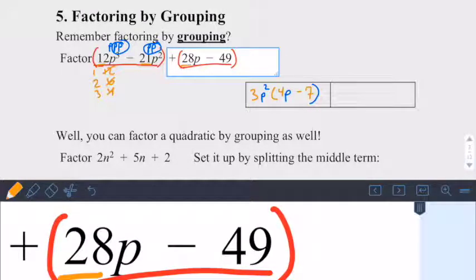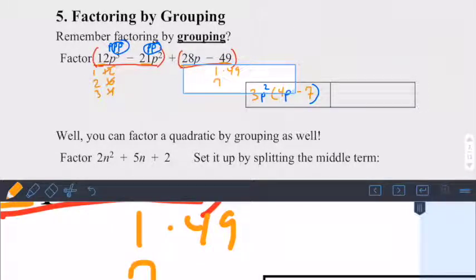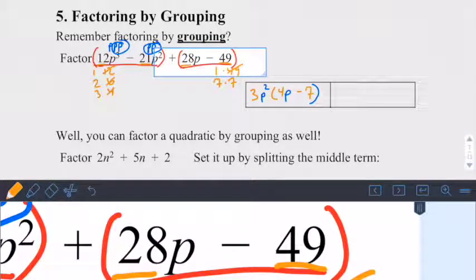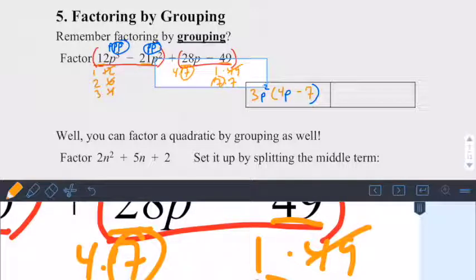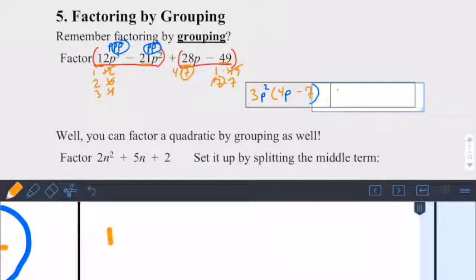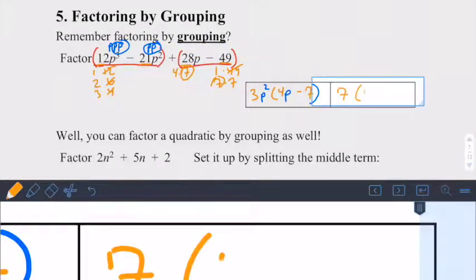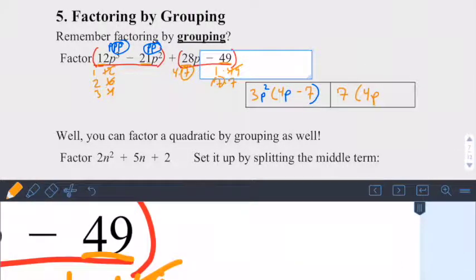Well, factors of 28 and 49. Well, I know 49 is an easy one, because it's 1 and 49, and then we also have 7 and 7, and I think that's it. So 28 does not divide by 49, but 28 does divide by 7, right? 4 times 7. So I'm going to factor a 7 out of both, and I'm left with 28 divided by 7 is 4. I have a p minus 7.